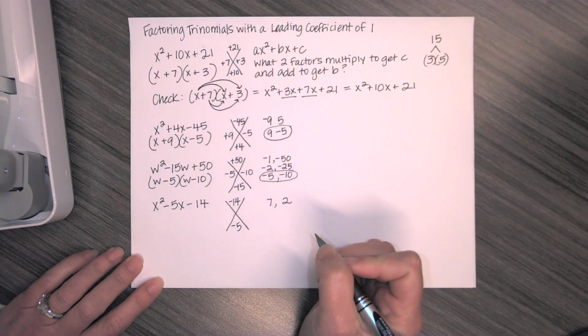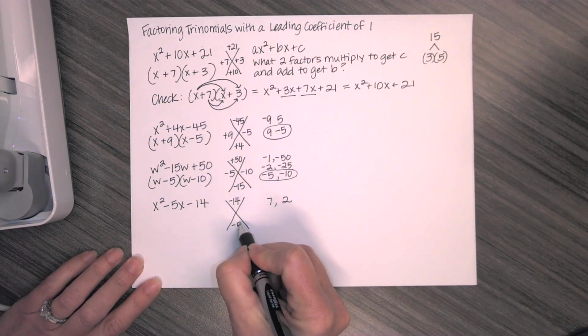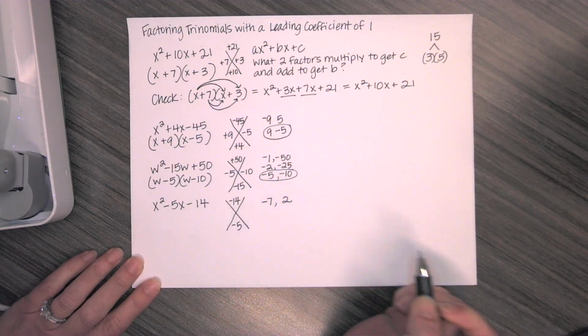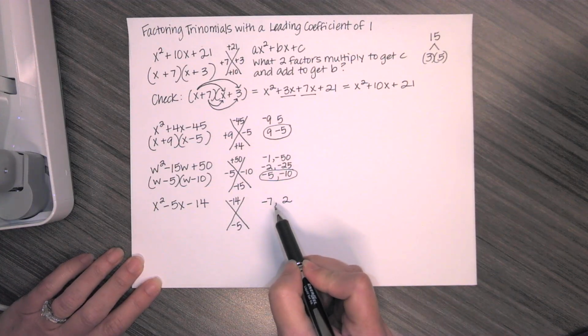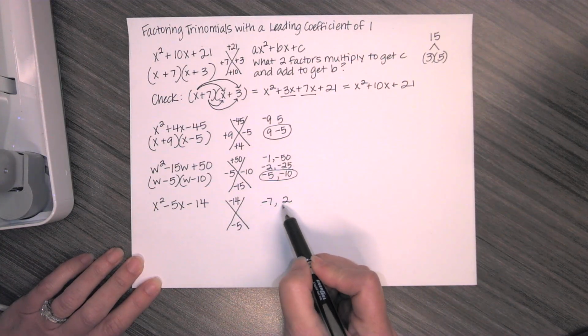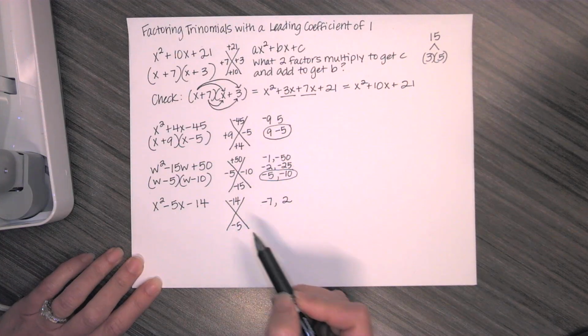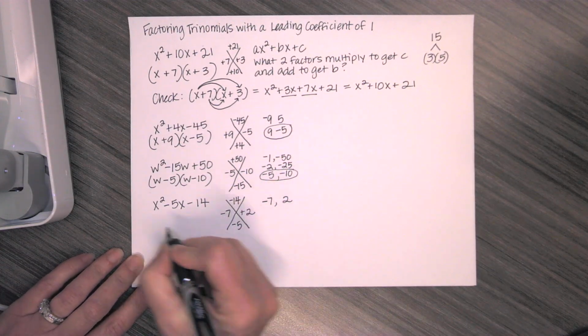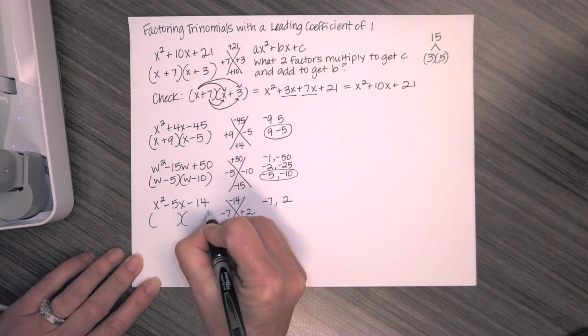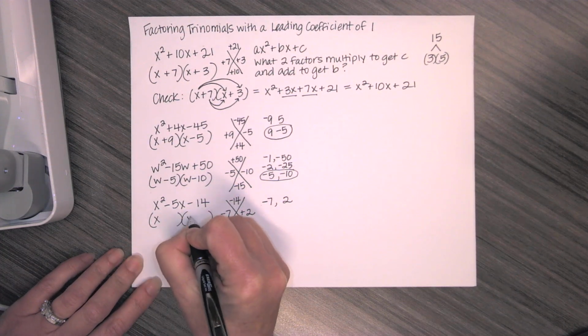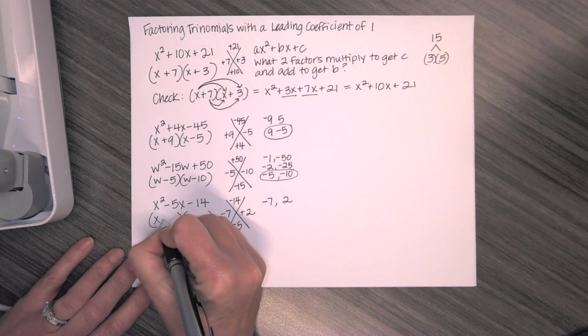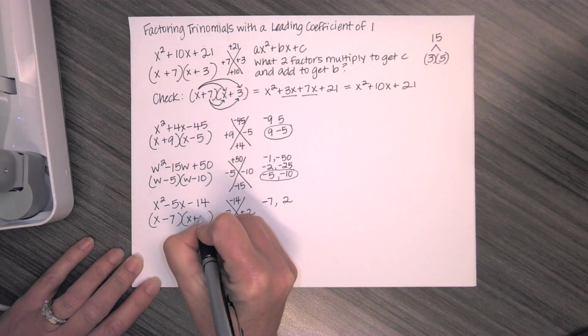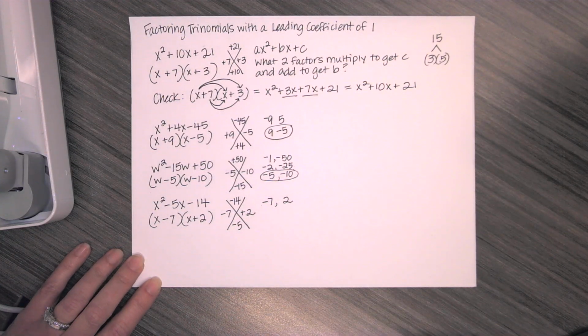Now one of them has to be negative. If you want this to come out negative, the bigger one is going to have to be negative. So we'll have more negatives than positives, and this will come out negative 5. So a negative 7 and a positive 2. So our factors will be, again, x times x is x squared, x minus 7, and x plus 2.